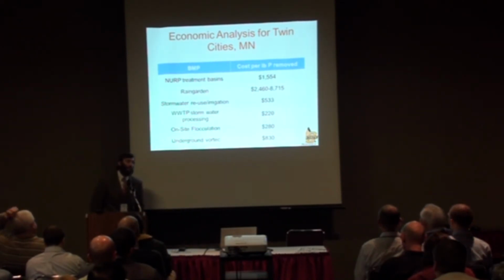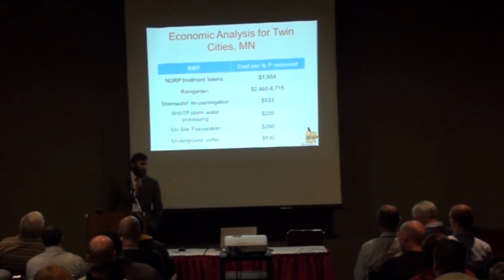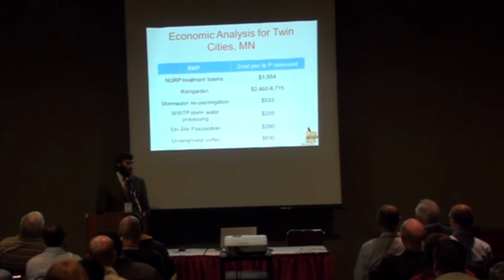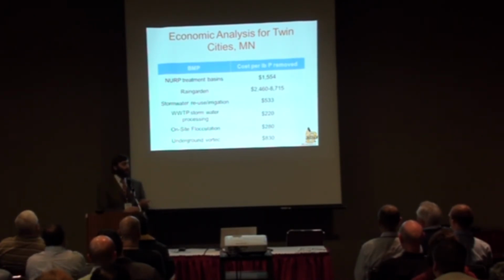Compare that to some other best management practices. I stole this from an economic analysis that was conducted for the Twin Cities. They have comparisons here for cost per pound of phosphorus removed: stormwater treatment basins, rain gardens, stormwater reuse and irrigation, wastewater treatment plant stormwater processing, on-site flocculation, underground vortex, all these things pretty high in cost.